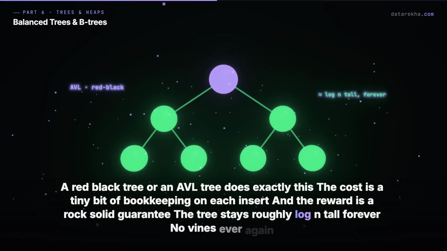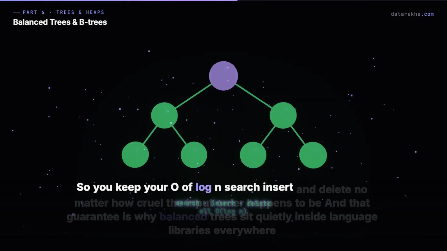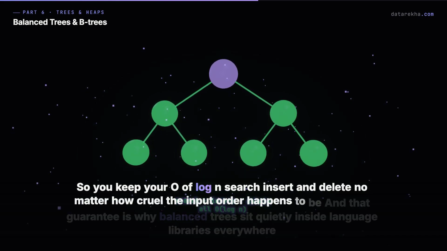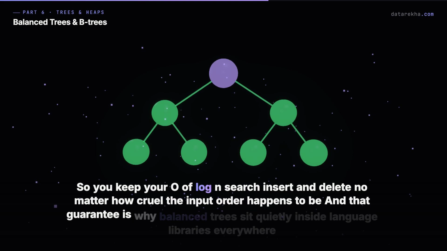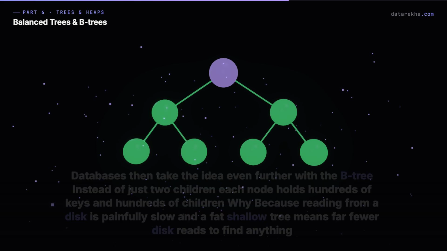No whines. Ever again. So you keep your O(log n) search, insert, and delete, no matter how cruel the input order happens to be. And that guarantee is why balanced trees sit quietly inside language libraries everywhere.